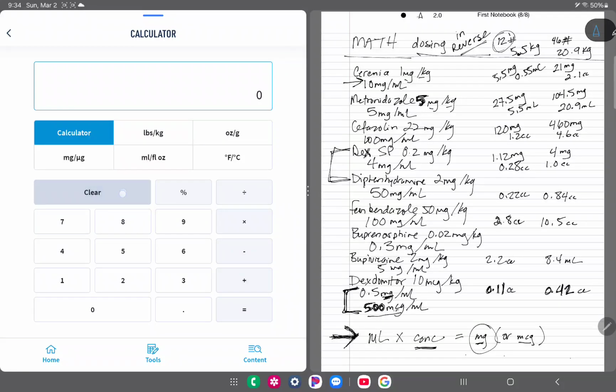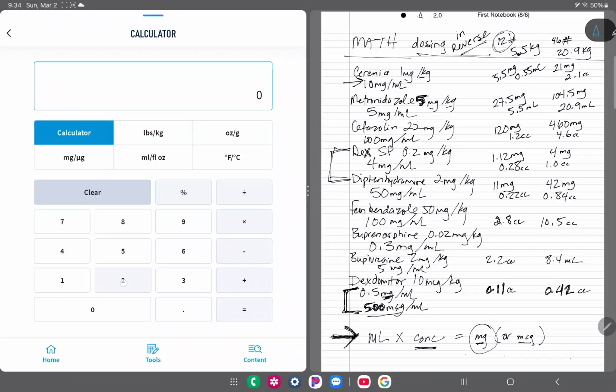Diphenhydramine. You gave the cat 0.22 mils of that drug. And if you take it times your concentration, now I have milligrams. Now I know I can write in my computer 11 milligrams was given to that cat of diphenhydramine. The dog was given 0.84 mils times concentration of 50 mg per mil, and that's going to be 42 mg of diphenhydramine given to that dog.